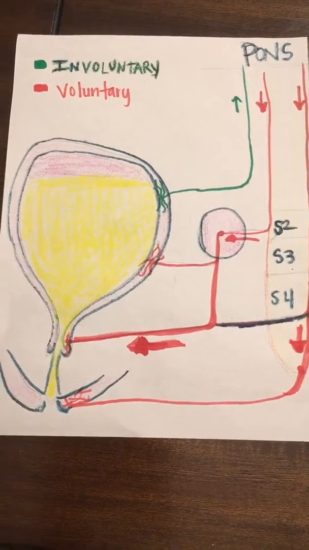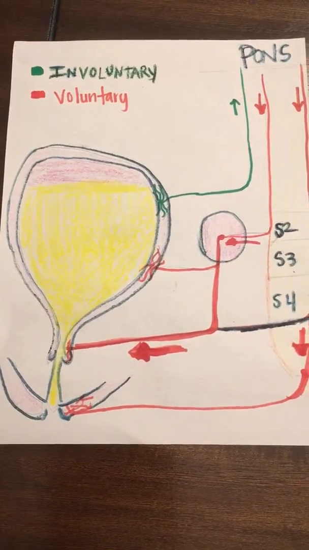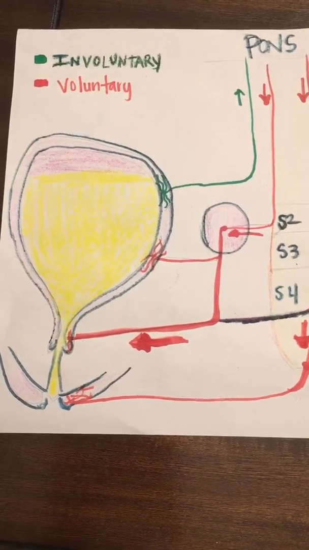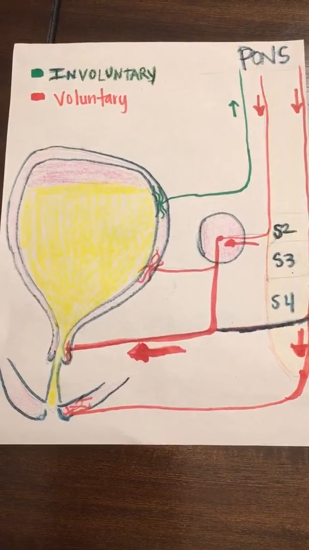When it is time to urinate, signals from the cerebrum inhibit sacral neurons that keep the external sphincter closed. When it relaxes, the external urethral sphincter releases urine.